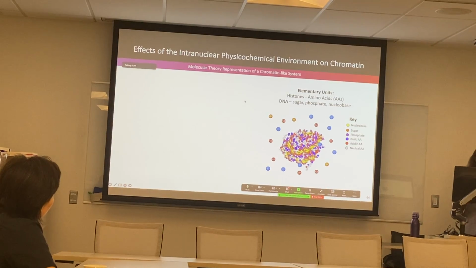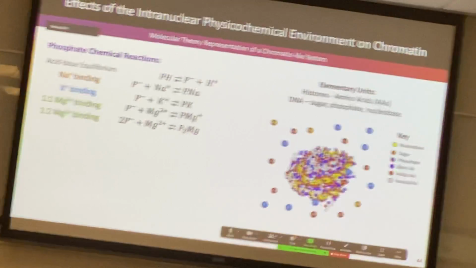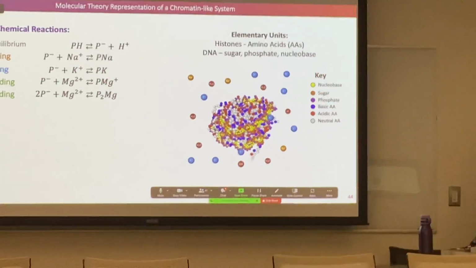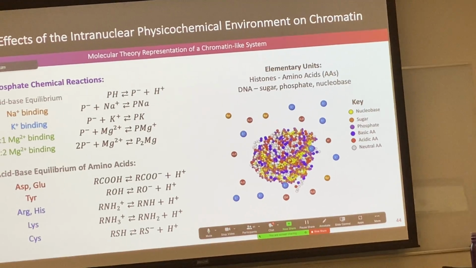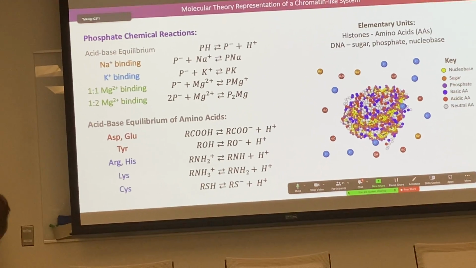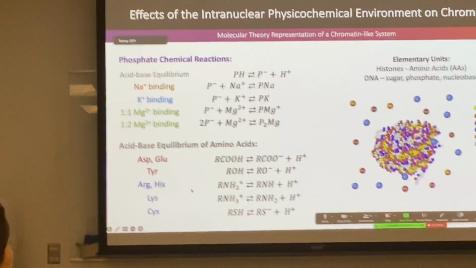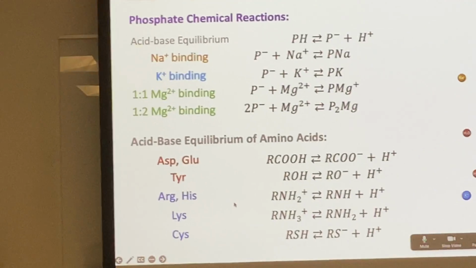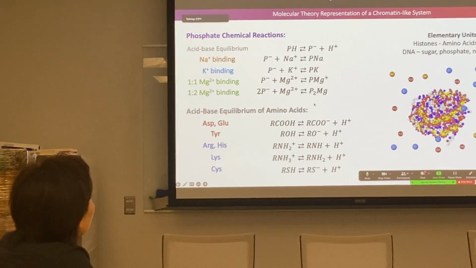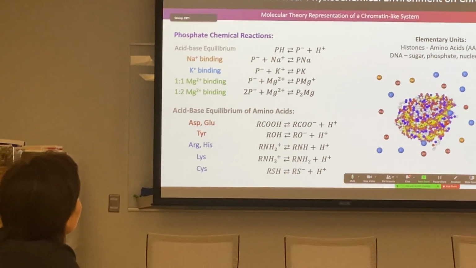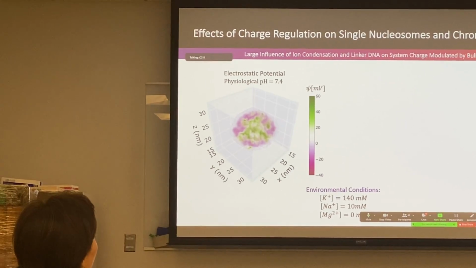And in order to take into account all of the chemical reactions in the chromatin system, we not only include the chemical reactions of the phosphates, so the acid-base equilibrium and ion condensation of these phosphates, but also the acid-base equilibrium of the amino acids, specifically the acidic and the basic amino acids here. And you'll see that taking into account the chargeable behavior of the amino acids really influences the chromatin system and makes it distinct from the simpler DNA loop system.